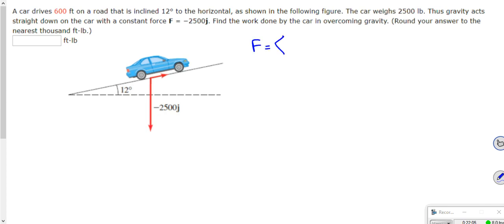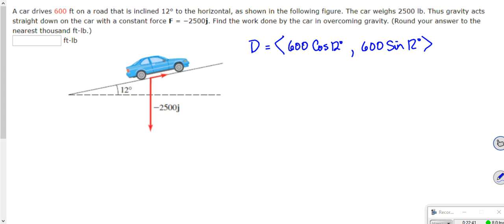Actually, let me go ahead and put it in brackets. So 600 cosine 12 degrees, that's your I component. And again, your J component is 600 sine 12 degrees. Okay, now that, if I poke that in a handy dandy calculator, oh, sorry, I called that force. That is actually your distance, because that's like how far the car traveled. I apologize, I labeled it incorrectly.